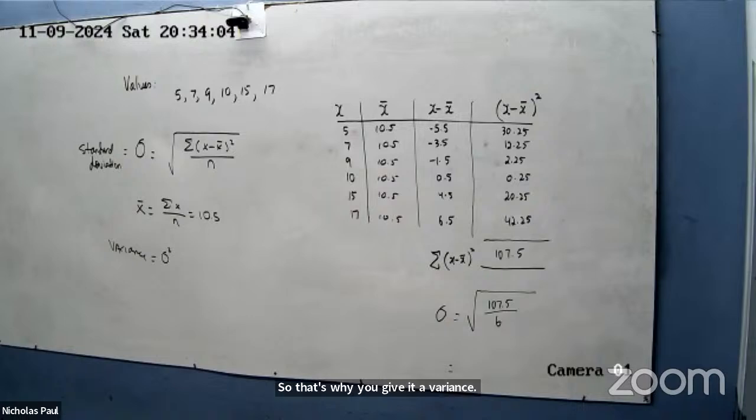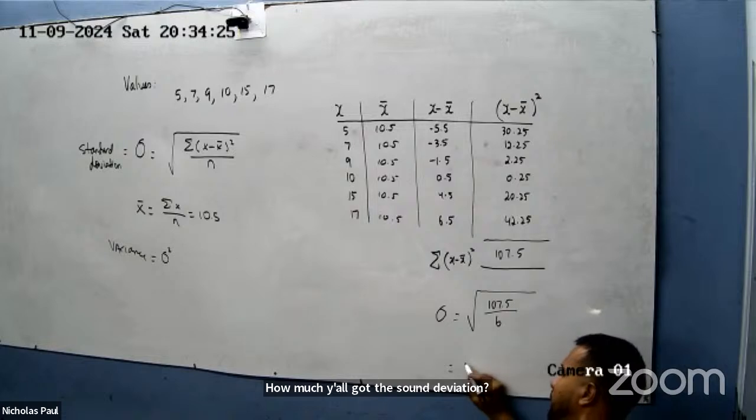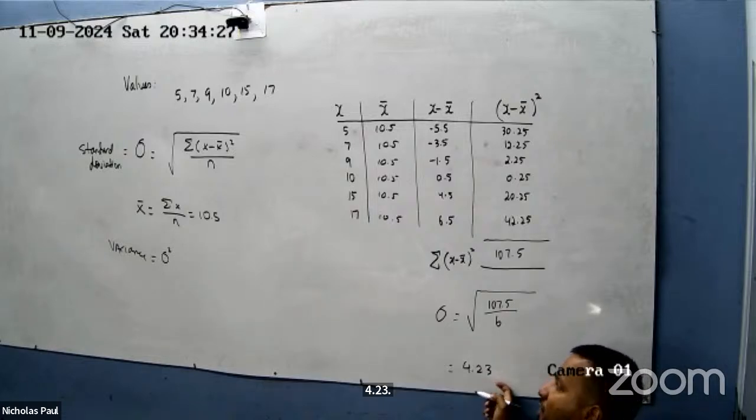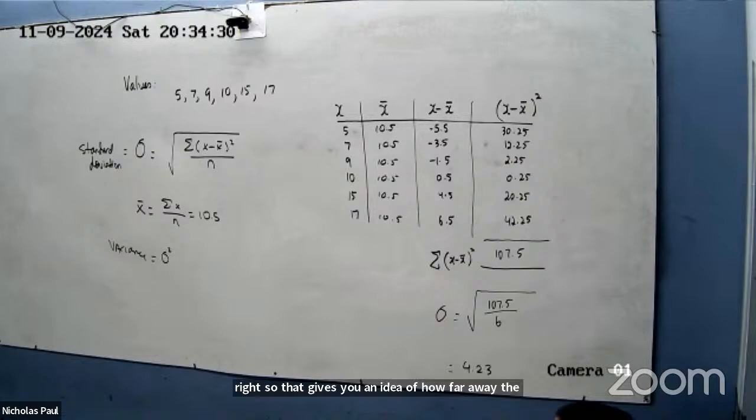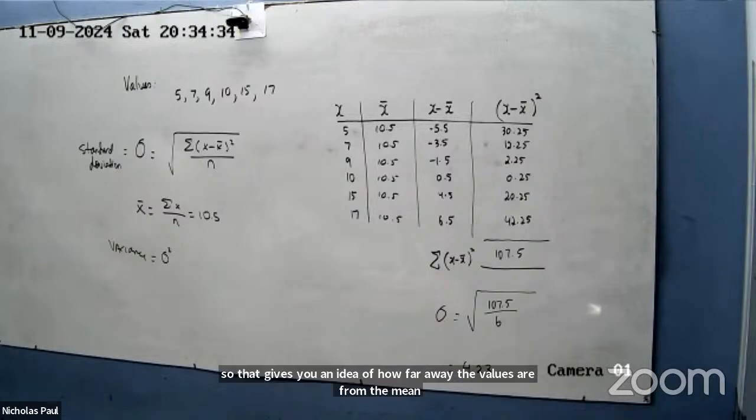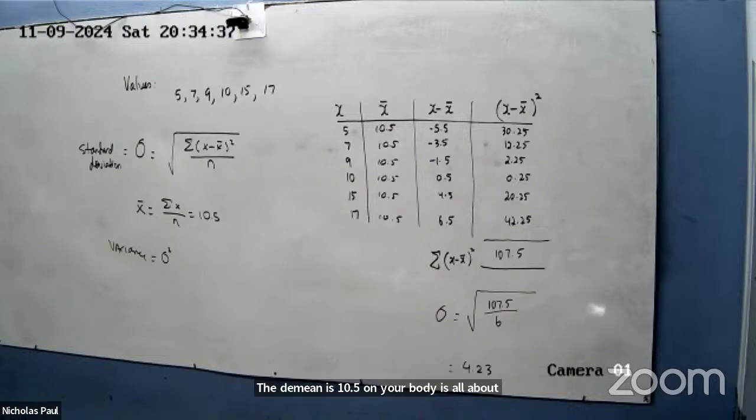How much did you all get for standard deviation? 4.23. Right? So that gives you an idea of how far away the values are from the mean. The mean is 10.5 and the values are on average about 4.23 away.